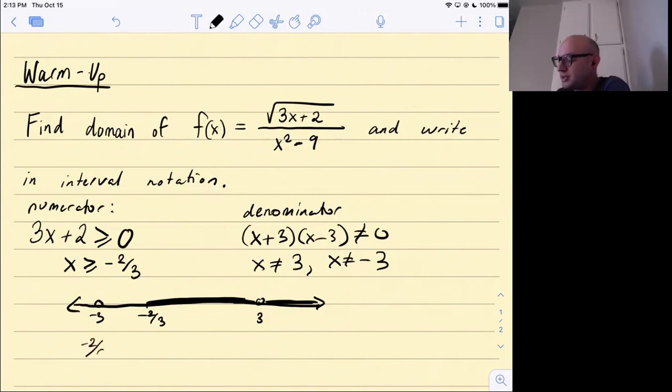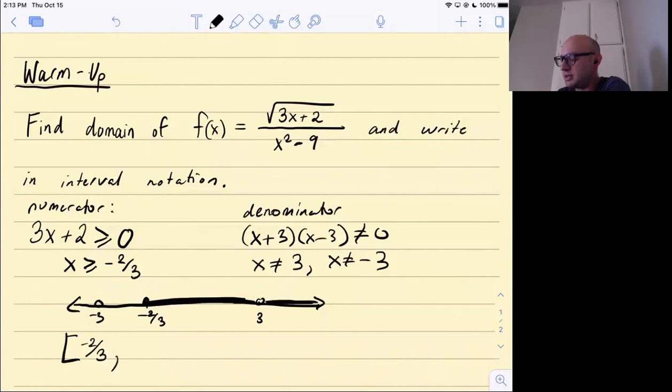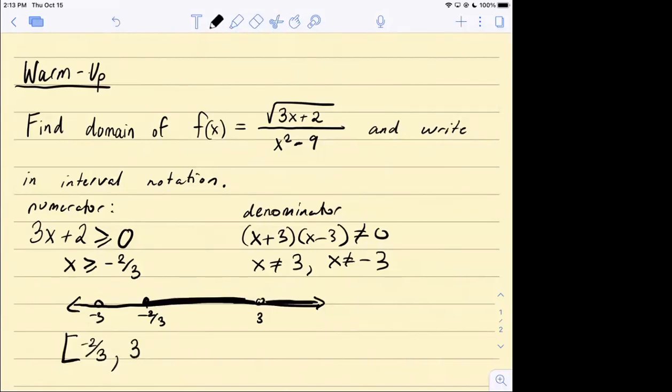Do we want that parenthesis or bracket? We want a parenthesis. Well, it could be -2/3 because it's in the numerator, so you are allowed to have 0 there. So never mind, it would be a bracket. Yeah. The next one, what about the 3? It goes up to 3, which is a parenthesis because you cannot have 3 as a solution. Good.